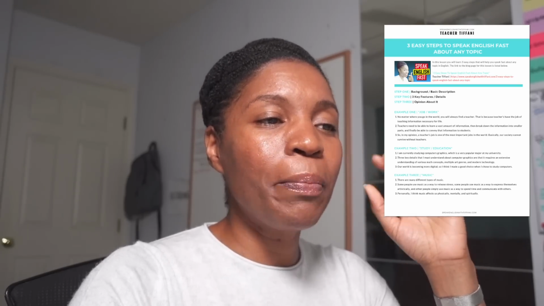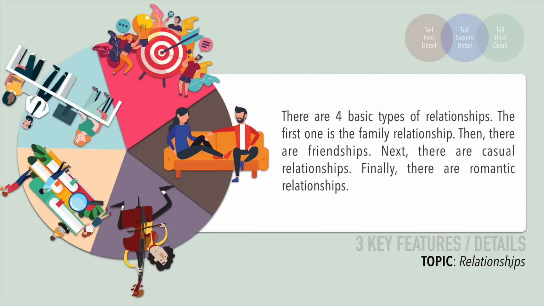All right, so going back now to our examples. Here we go. Now the next topic, again, relationships. We can say there are 4 basic types of relationships. The first one is the family relationship. Then there are friendships. Next, there are casual relationships. Finally, there are romantic relationships.